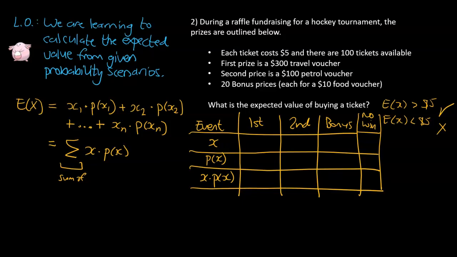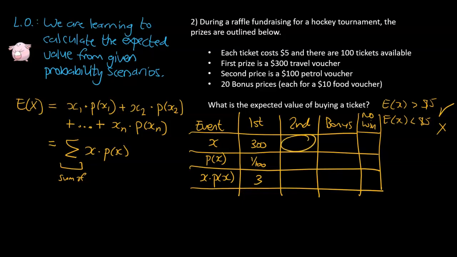So in this case, the X here is going to be $300. The probability of me winning this X, well, that's going to be 1 out of 100 because there's only one prize for that first prize. And that means X times the probability of X is going to be equal to 3, which is 300 divided by 100.